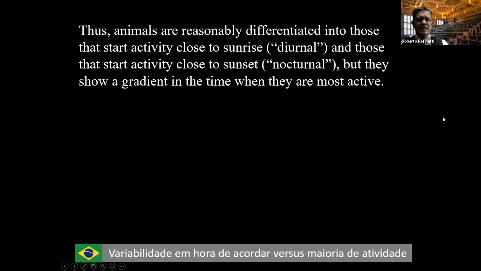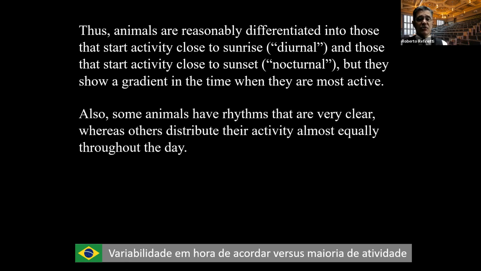Let me emphasize that. Animals are reasonably differentiated into those that start activity close to sunrise, which I guess you could call diurnal, and those that start activity close to sunset, which you could call nocturnal. But as I showed in the previous slide, two slides ago, they show a gradient in the time when they are most active. Also, some animals have rhythms that are very clear, whereas others distribute their activity almost equally throughout the day.